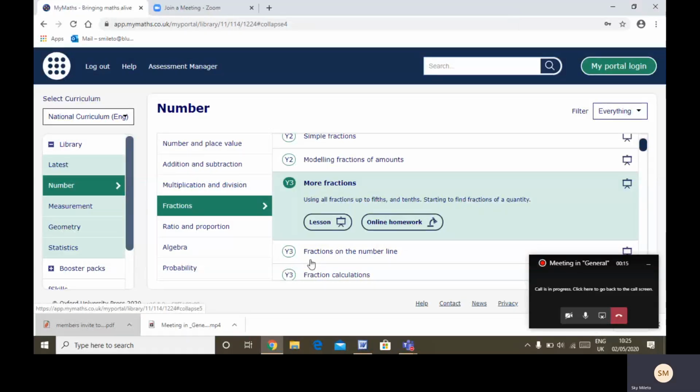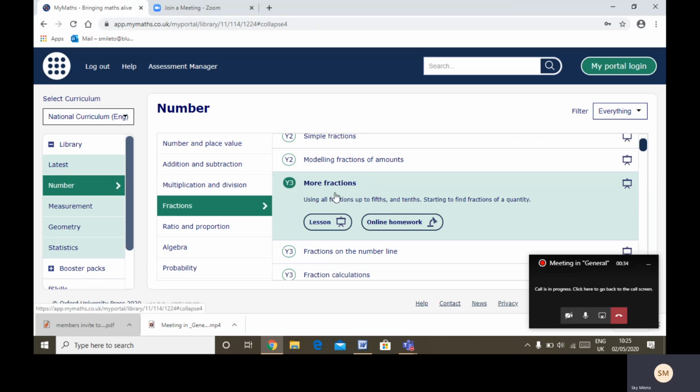Hiya, children. Today we are looking at more fractions in the Year 3 part. Remember, you can go to the library, number, fractions, and then scroll down to Year 3, more fractions. And today it's really important that you do the lesson because it's all games. All today's lesson is games.